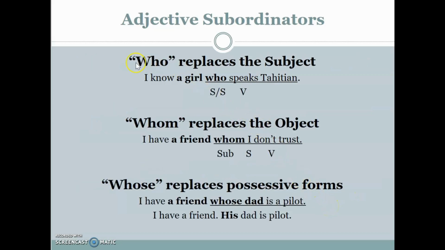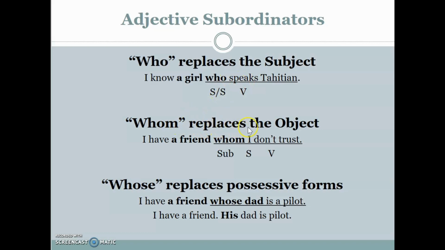Now let's talk about the difference between who and whom. Who always replaces the subject in the dependent clause. For example, I know a girl who speaks Tahitian. Who is the subject and the subordinator in this clause, and it's attached to the verb speaks.